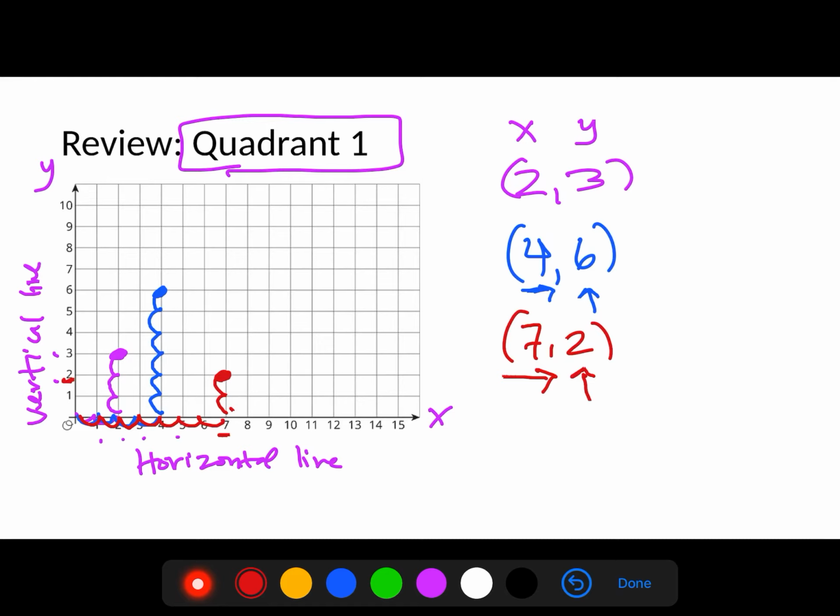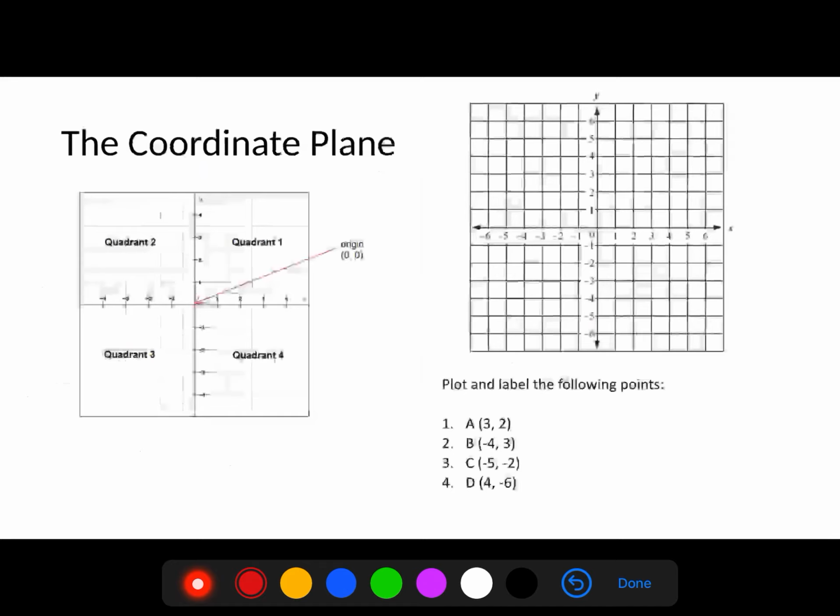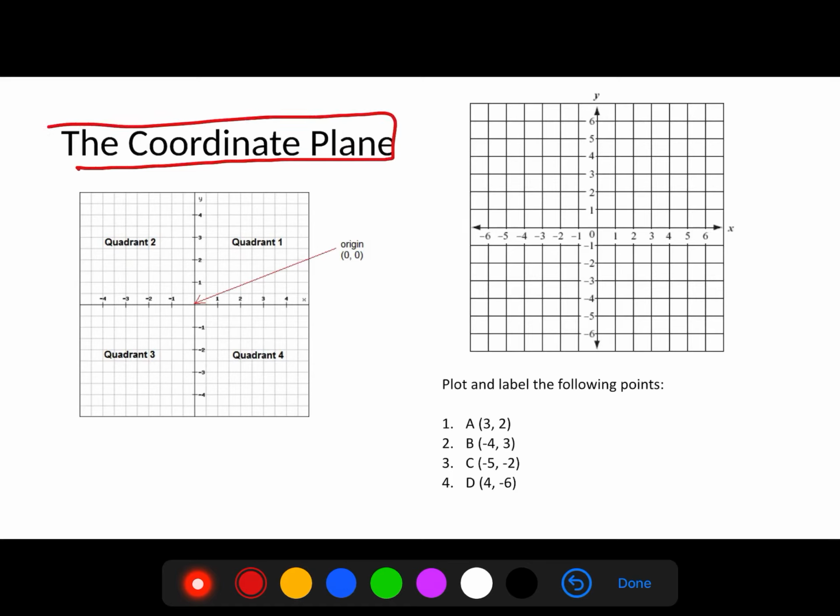So again, this is all positive numbers in the first quadrant. The x and the y are both positive. This is just a quick review. You already learned this. Now, this is not the full coordinate plane. The coordinate plane has 4 quadrants, right? The full coordinate plane has 4 quadrants.